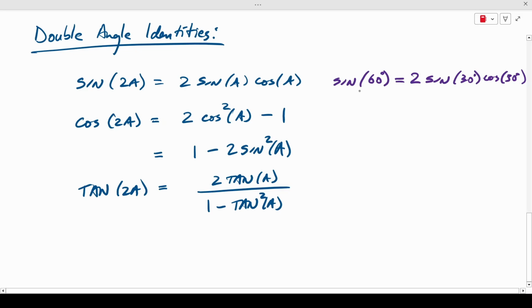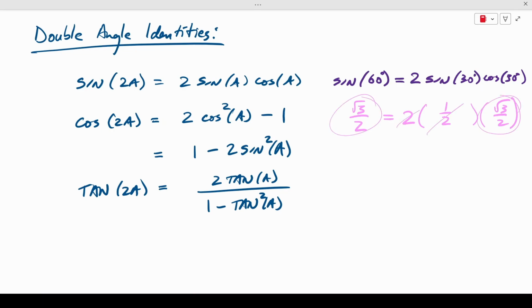Okay, so I'm going to do it. Sine of 60, we know is root 3 over 2. We've memorized that. It's a special angle. 2 times sine of 30, we know that that's a half. We've memorized that. And cosine of 30, that's root 3 over 2. We've memorized that. Are these two sides equal? Yeah, of course they are, because 2 times a half cancels out. We get root 3 over 2 equals root 3 over 2. So that's kind of nice.